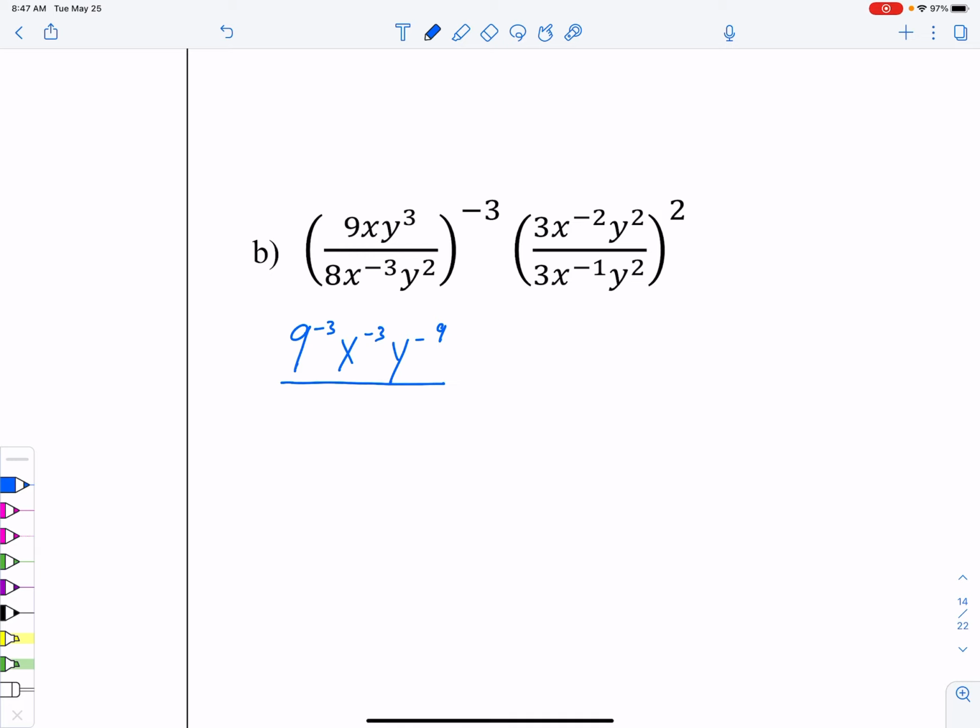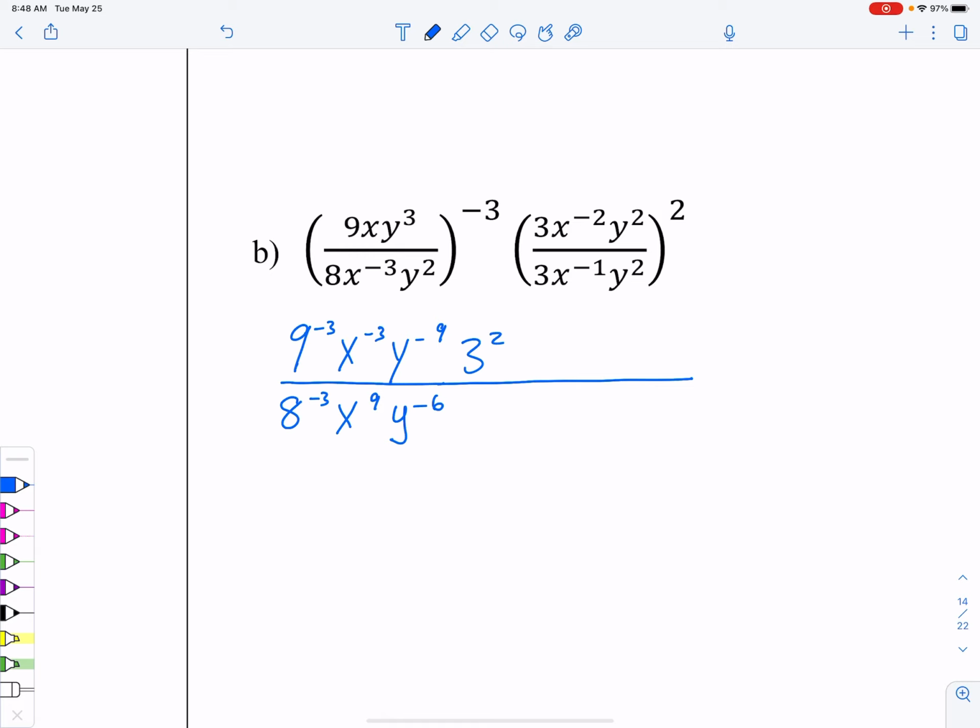And on the bottom, we have 8 to the negative 3, x. Here we have negative 3 times negative 3, so 2 negatives. So that's going to be 9. And then y to the, here we have negative 3 and a 2, so that's going to be negative 6. Then we'll expand our bar, and we're going to put what we get from here, we're just going to continue on the same bar. So now these are just one big problem together.